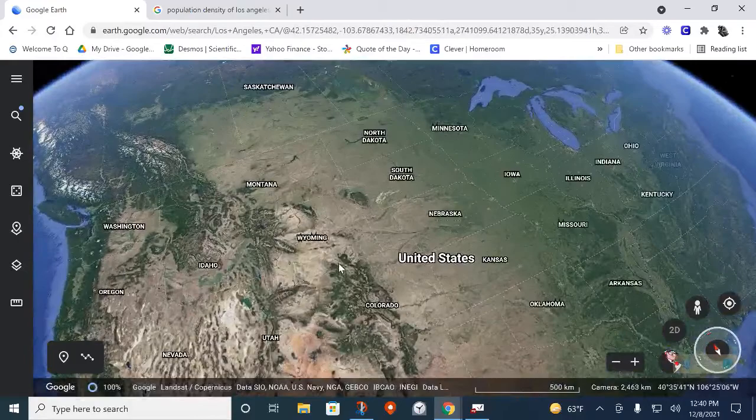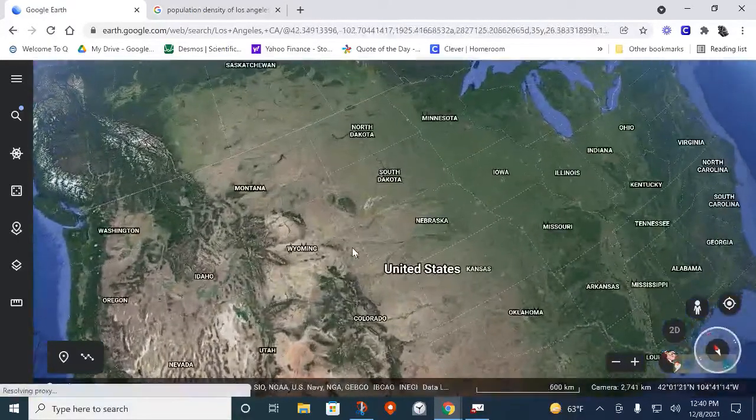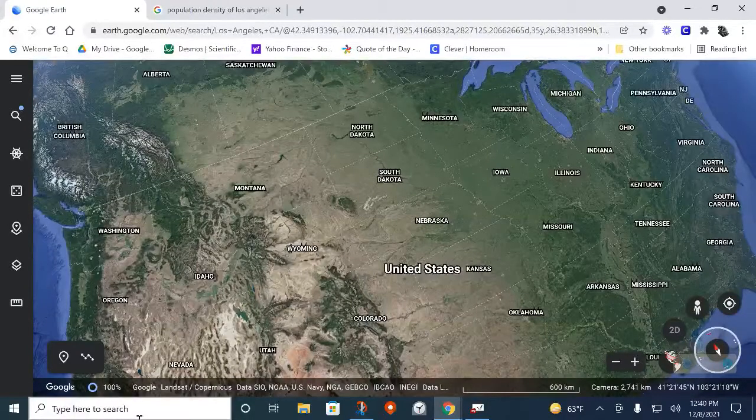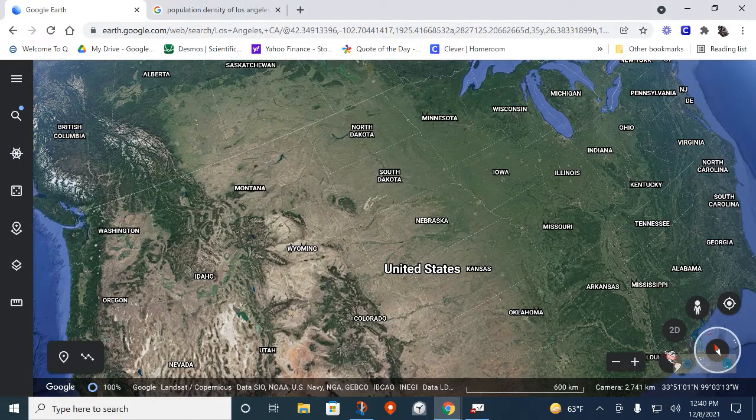So look how it's kind of rectangular. They're right. There you go. So here's Montana. It's roughly a rectangle. You can see it. And they're saying that the length is 590 miles and the width is 250 miles. So it's like a rectangle. Let's find the area.